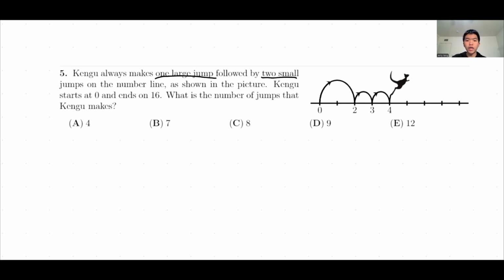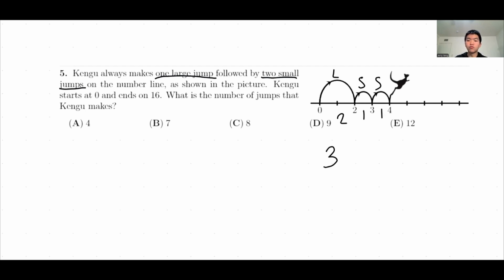So let's start by figuring out how much distance is covered by one large jump and how much distance is covered by one small jump. So this is our large, these two are our small jumps. So we know a large jump covers 2 units, and each small jump covers 1 unit. So we know that every 3 jumps, Kangaroo covers 4 units.